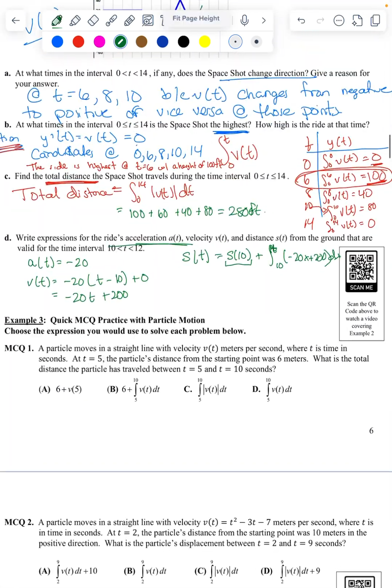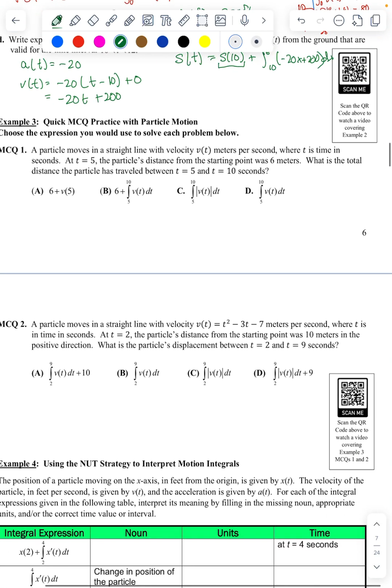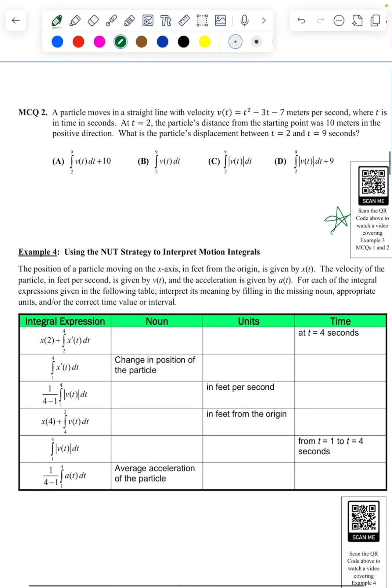All right, moving on. Quick MCQ practice with particle motion. Can you please use the QR code to figure out the answers? If you need help, you should be able to answer these without watching anything. Okay.